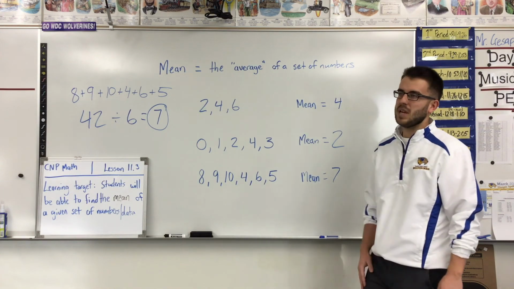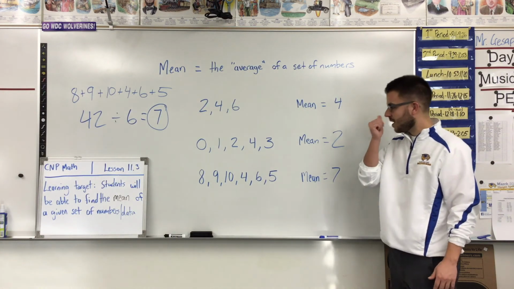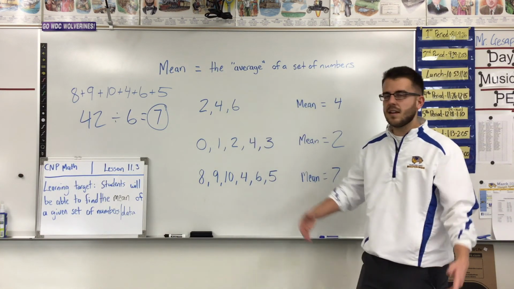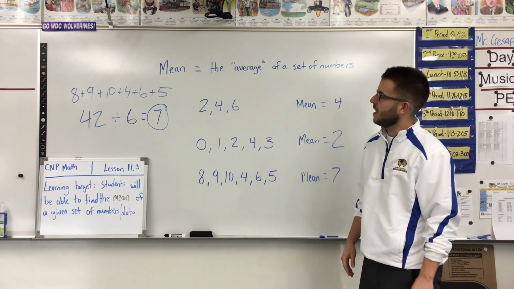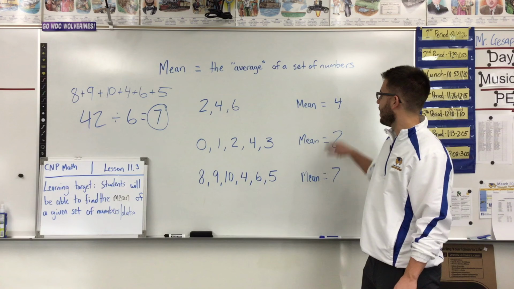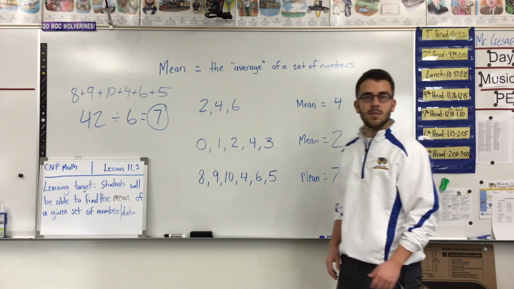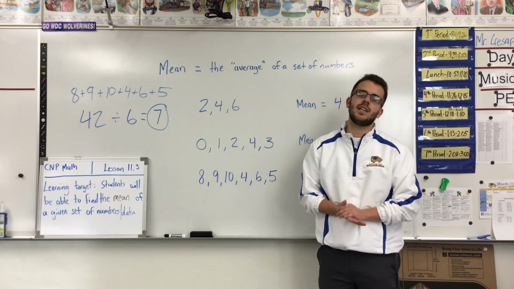So again, mean and average are pretty much the same thing. Okay, to figure out the mean, you simply add up the numbers in the set and you divide by the total amount of numbers in that set of data, and you get your mean. That wraps up lesson 11.3. You are now able to find the mean of a given set of data or numbers.